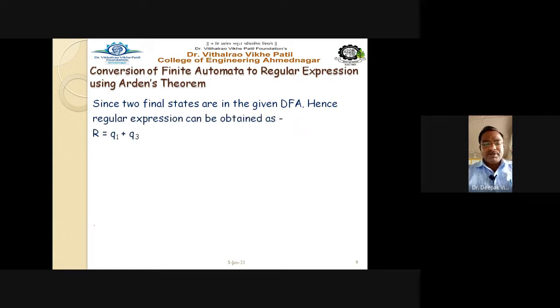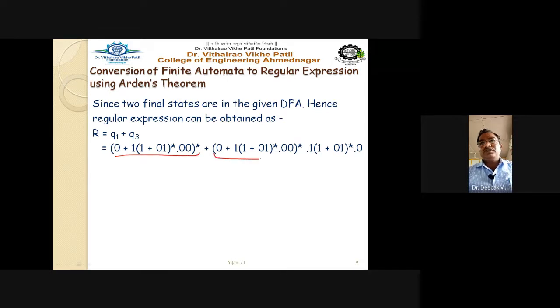R, capital R, equal to Q1 plus Q3. Means R we have to take here. So the value of Q1 is nothing but this, and the value of Q3 is nothing but this one. So the entire equation you have to write down here.